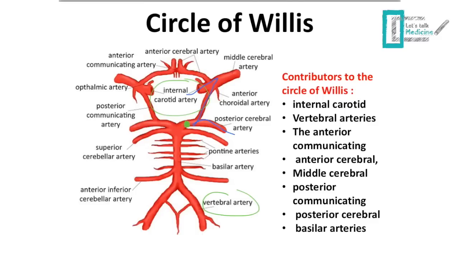This is actually the blood's homeostatic mechanism to avoid injury. So the circle of Willis is actually a communication between the anterior system and the posterior system. And what helps that actually is the posterior communicating artery, linking both the middle cerebral artery with the posterior cerebral artery. So this is the posterior communicating artery. So what are the contributors to the circle of Willis? The internal carotid, vertebral arteries, the anterior communicating artery, the anterior cerebral artery, middle cerebral, posterior communicating, and posterior cerebral arteries, and also the basilar arteries.